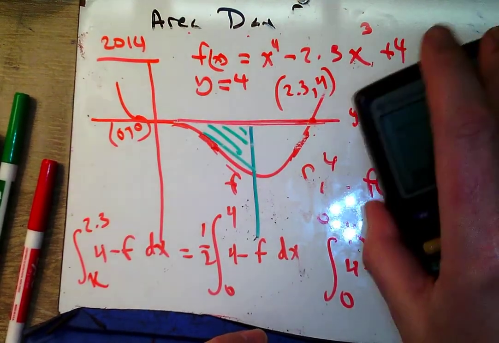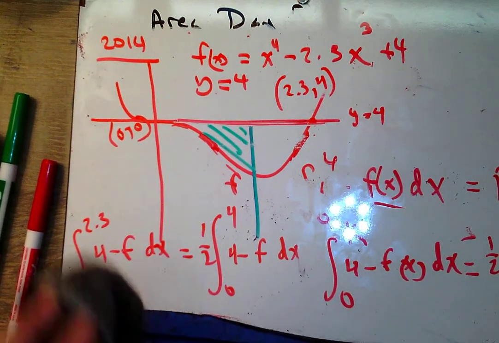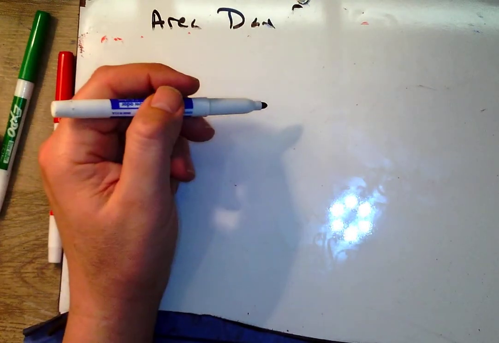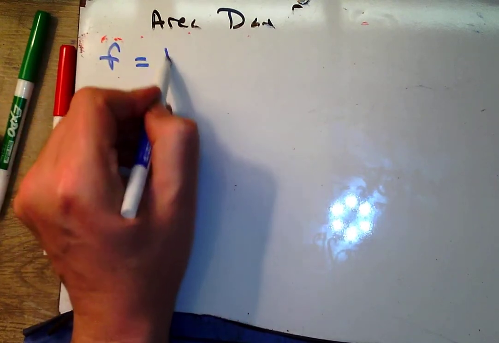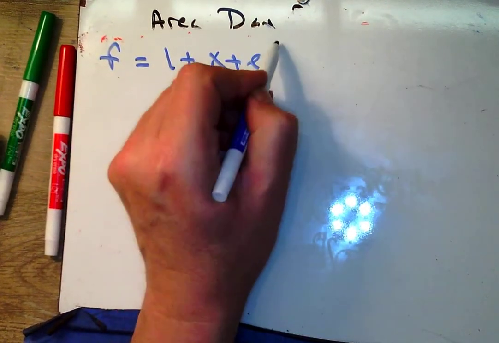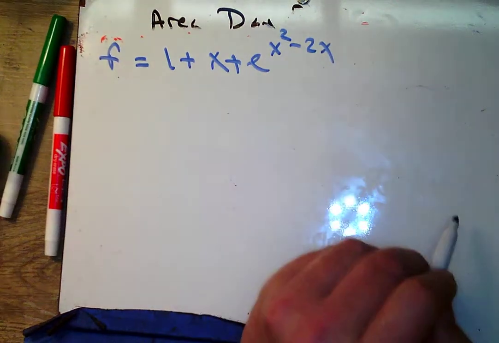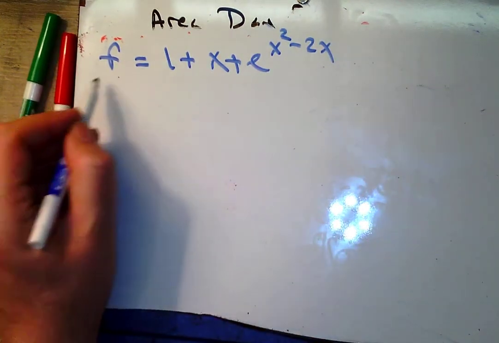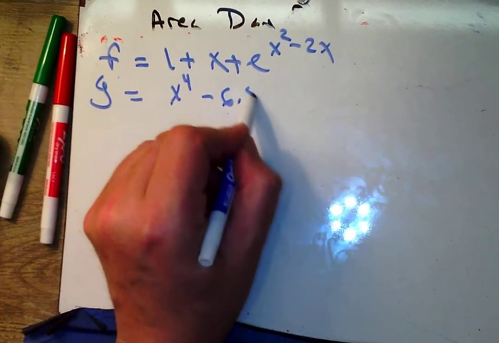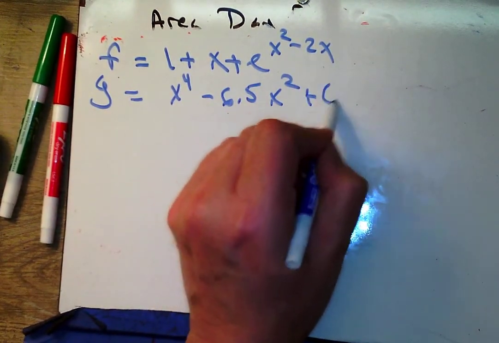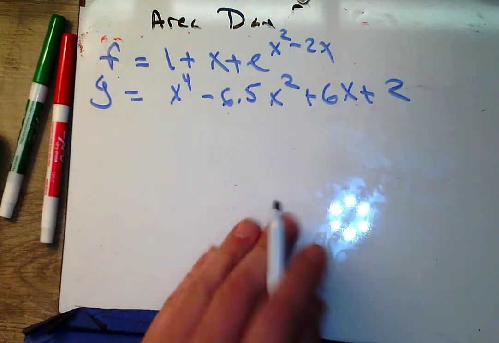And it did just say, write but do not solve. So I'm walking away and on to the last problem here on this worksheet. And this one says, let f and g be functions defined in this manner. F equals 1 plus x plus e to the x squared minus 2x. Isn't that interesting? And g equals x to the 4th minus 6.5x squared plus 6x plus 2.